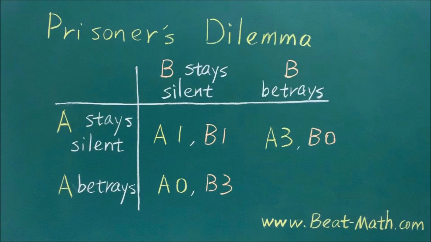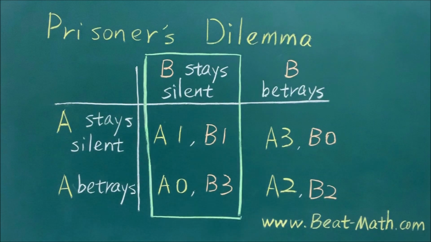However, if both testify against the other, each will get 2 years in jail for being partly responsible for the crime. 2 years for Alice plus 2 years for Bob equals 4 years of total jail time. In this case, each prisoner always has an incentive to defect, regardless of the choice the other makes. From Alice's point of view, if Bob remains silent, then Alice can either cooperate with Bob and do 1 year in jail, or defect and go free.